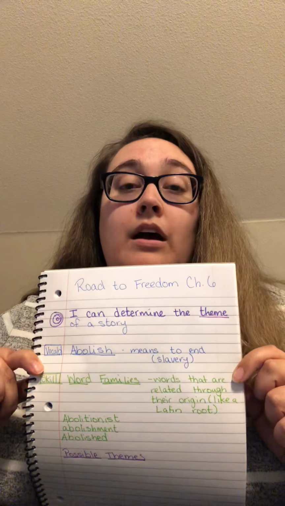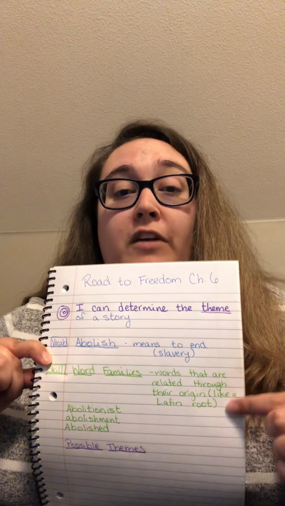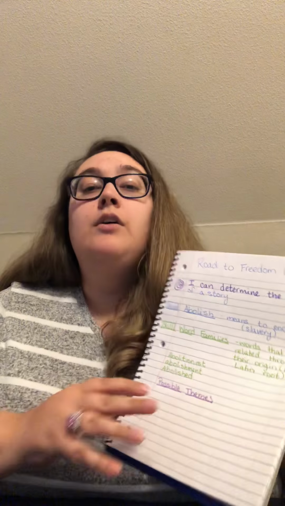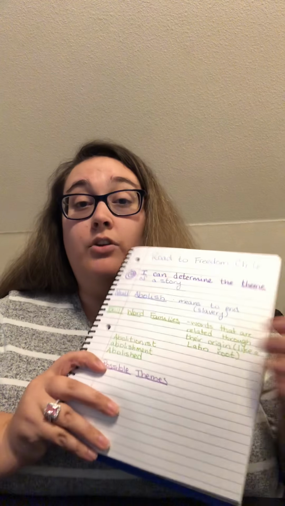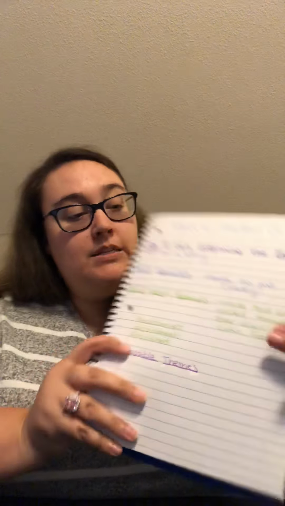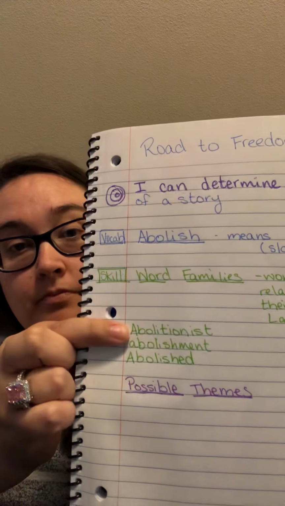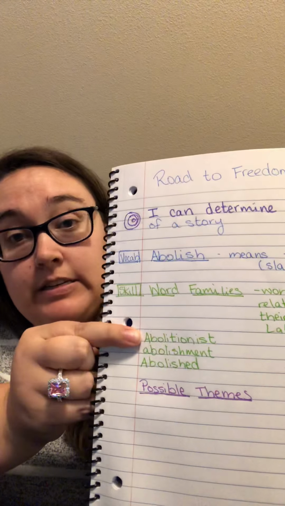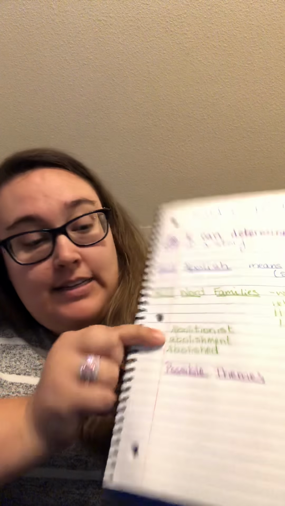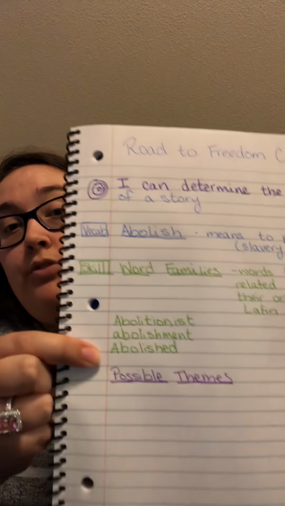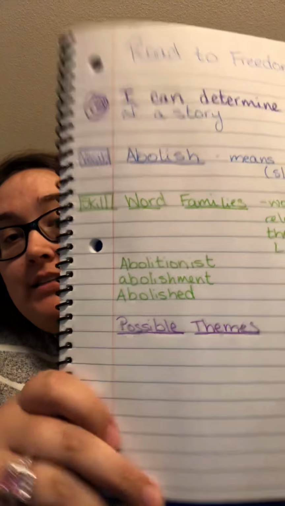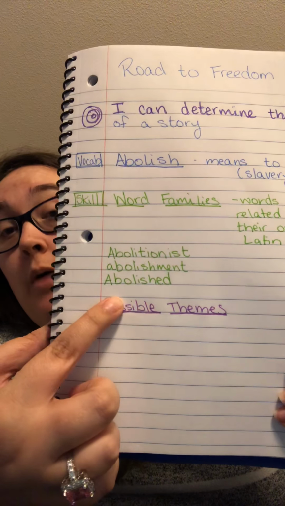Again, this is something that we looked at earlier this year, but we're going to come back to it because we're going to see this word family come up a lot with abolish. So some of the words that you see here, and a word family, remember, is related through their origin. So like the Latin root of a word, you're able to determine the meaning of the word just by looking at that root of it, that specific piece. So we have three words here. Okay, we've got abolitionist, abolishment, and abolished. So three words that all have that same piece of the word, abolish.